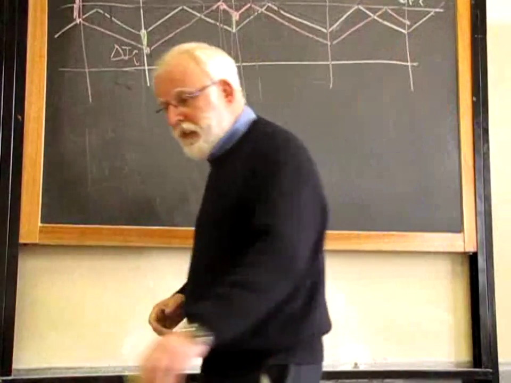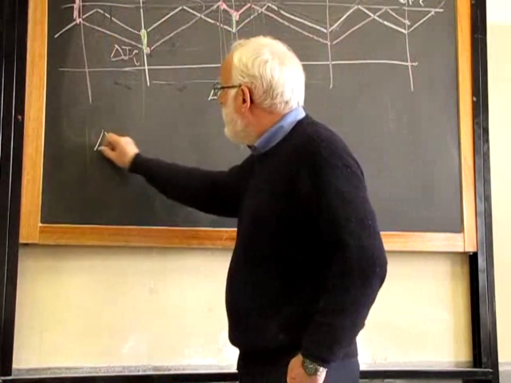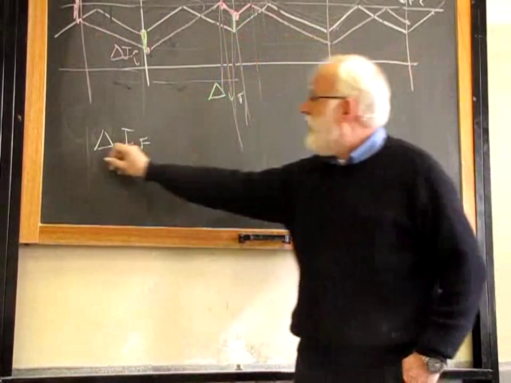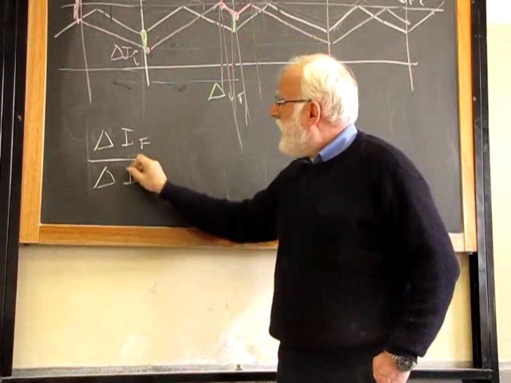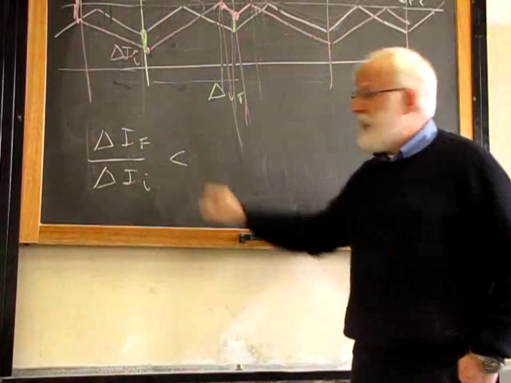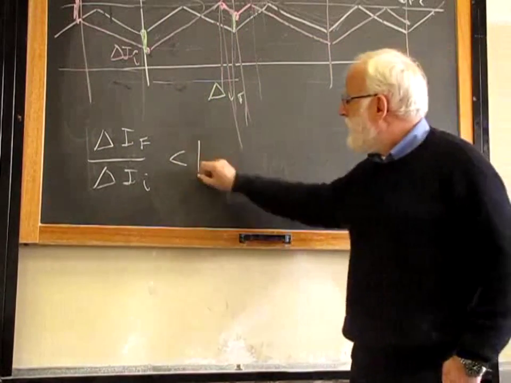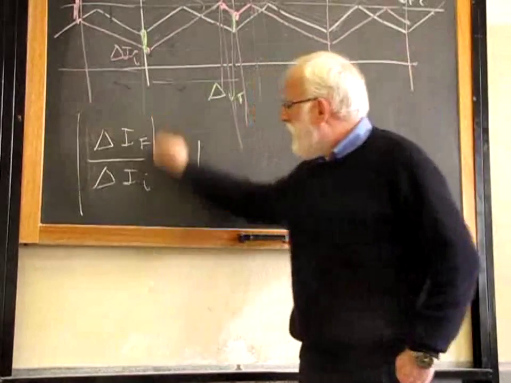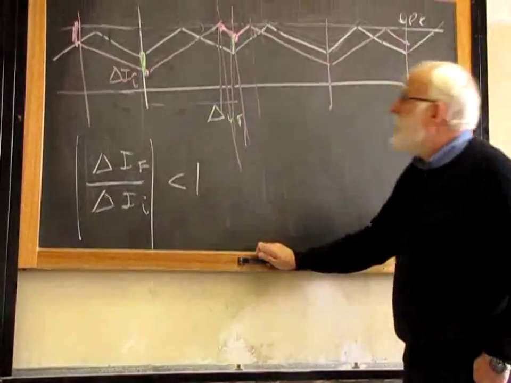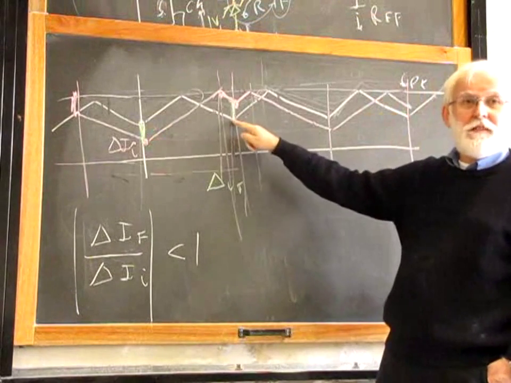So what I have to find out, in order to check if this subharmonic instability is dangerous or not, in order to check what are the conditions when I have to worry about this subharmonic instability, is I have to check if delta IF, the current error at the end of the cycle, divided by delta II, the current error at the beginning of a cycle, is less than 1. Because if it is less than 1, cycle by cycle it is attenuated, damped out. Here I have to put the magnitude, absolute value sign, because this initial current error is negative, this final current error is positive.